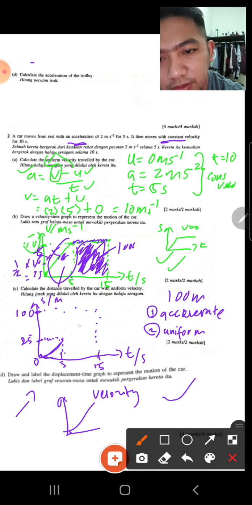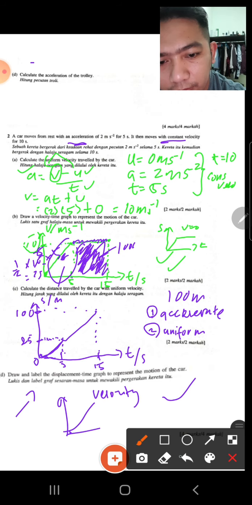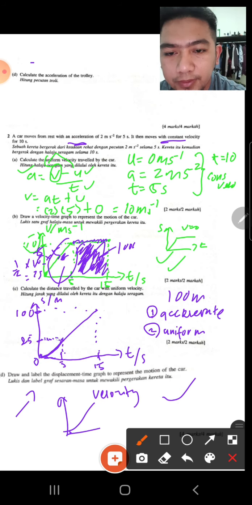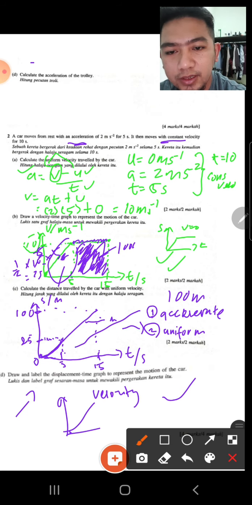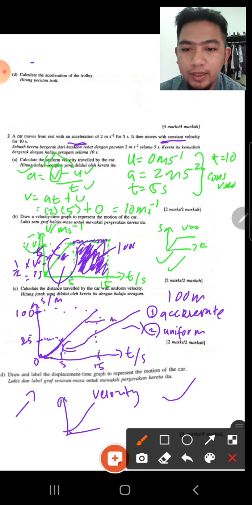So here your freehand must make a straight line. Here is the curve, it must curve here, and then it becomes a straight line. The straight line means it is uniform here. The first situation is acceleration, that's why the increasing velocity must have a curve. Don't forget the information: 100 meter, 25, 5 seconds and 15 seconds. Then your answer is perfect.